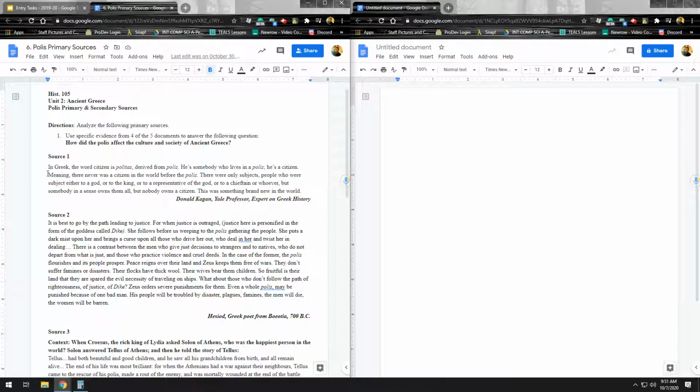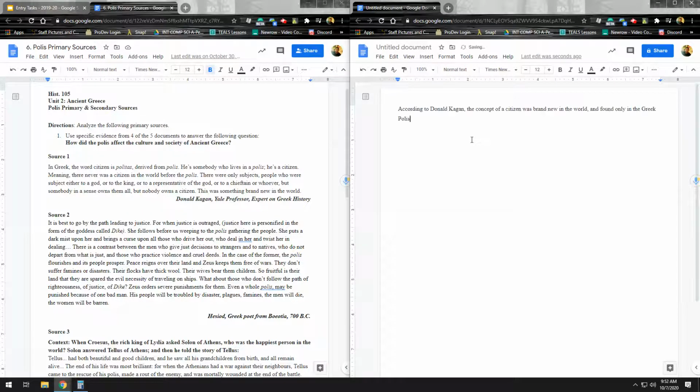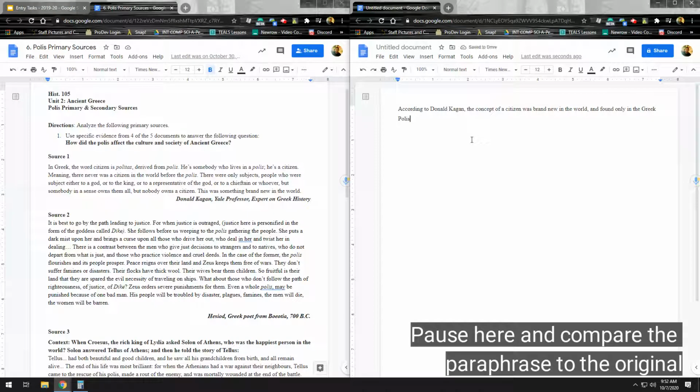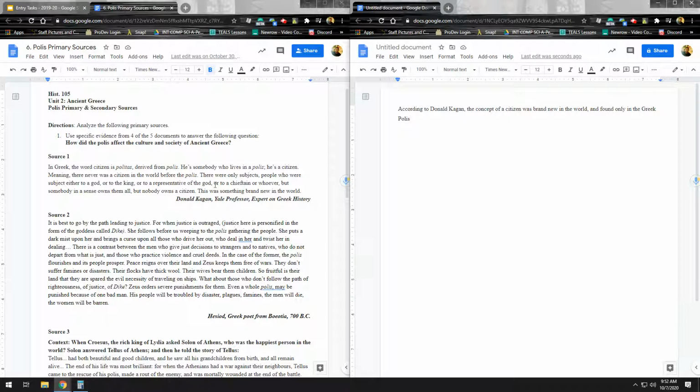So if we wanted to use source 1 right here, it talks about how the citizen was a new concept in ancient Greece. So in my paper, I would simply say, now this is what Donald Kagan is trying to convey, but it's not his exact words. Donald Kagan says it over here in source 1. So I'm going to cite it with in-text citations by saying source 1.